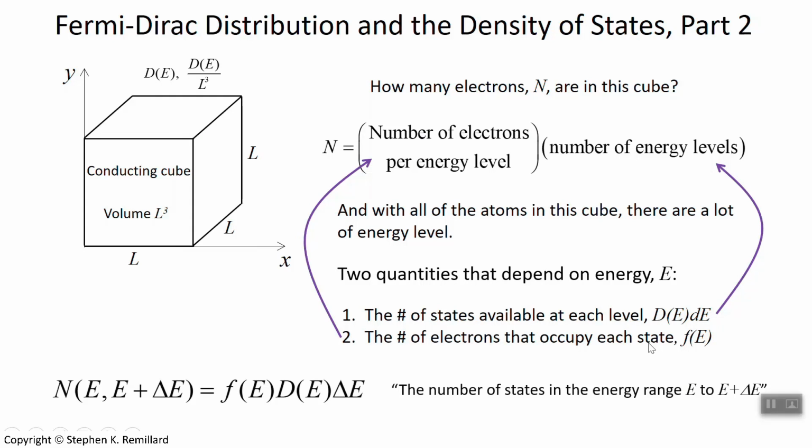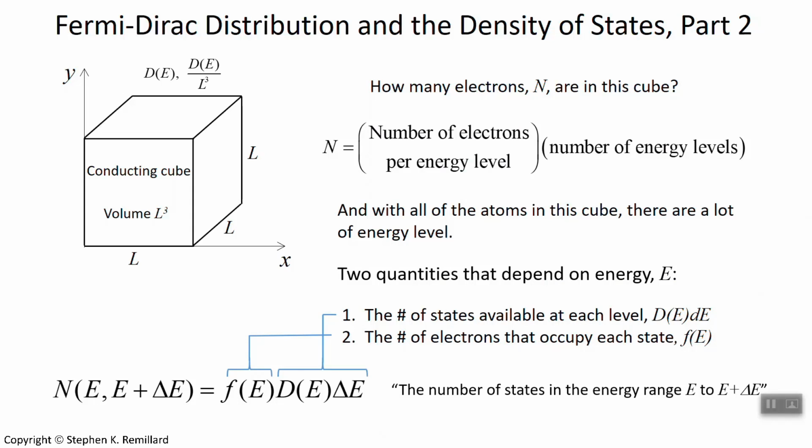So let's write it this way. Big N, the number of electrons, but only between energy level E and E plus delta E, is the product of the density of states, D of E, times the increment of energy. So big D of E times delta E is the number of states contained within an energy range of delta E, times the probability that each of those states is actually occupied, F of E, the Fermi-Dirac distribution. And that is the number of electrons in energy range E to E plus delta E.